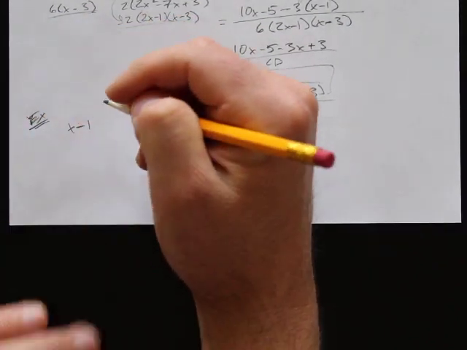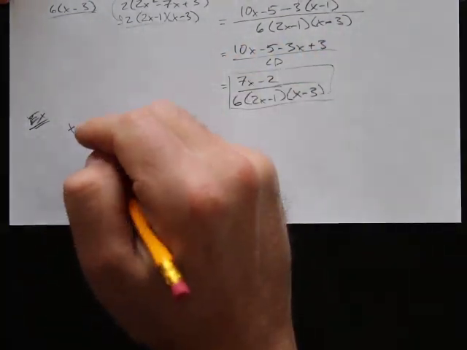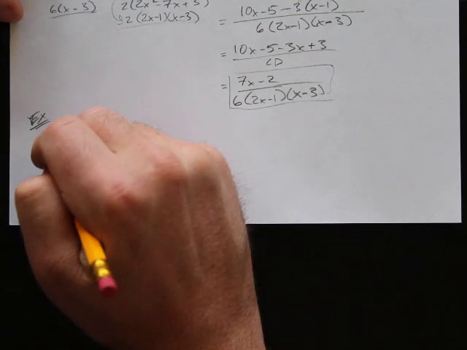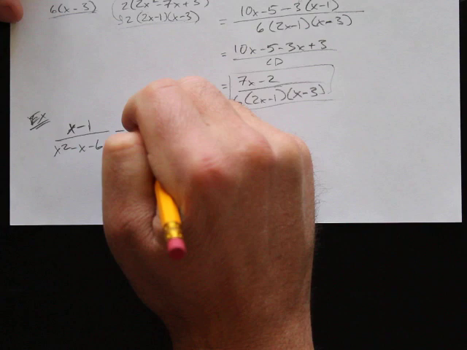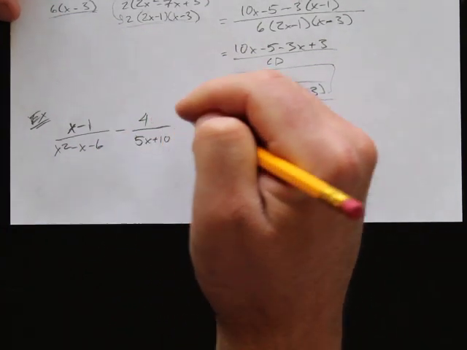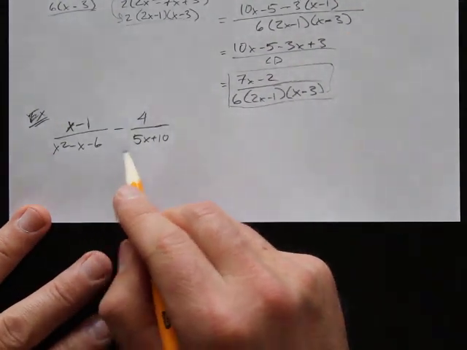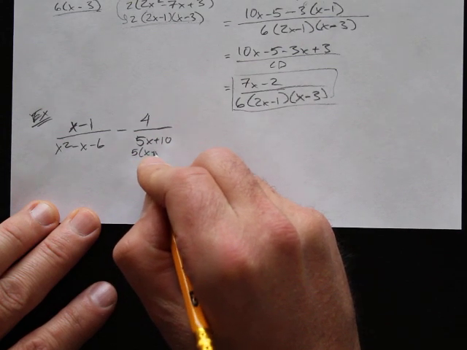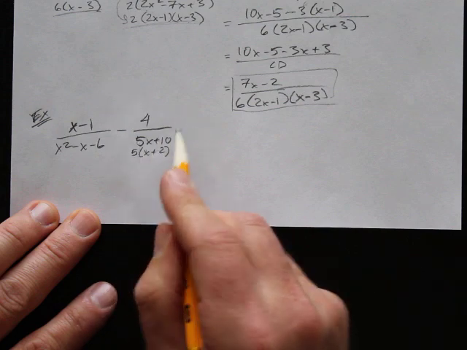x minus 1 over x squared minus x minus 6 minus 4 over 5x plus 10. Okay, let's do a little factoring here before we move on. So this, I'm going to pull a 5 out: 5 times x plus 2. If I were to distribute that 5, I would get this expression.